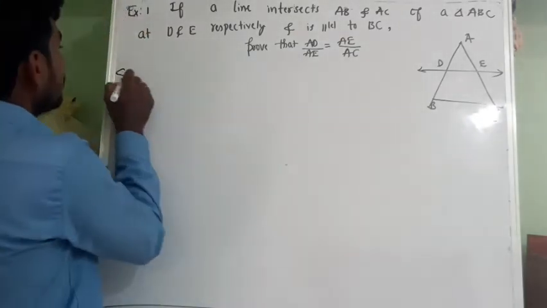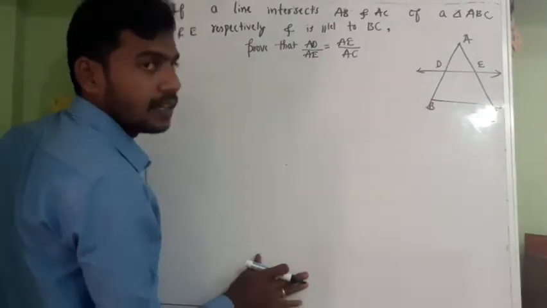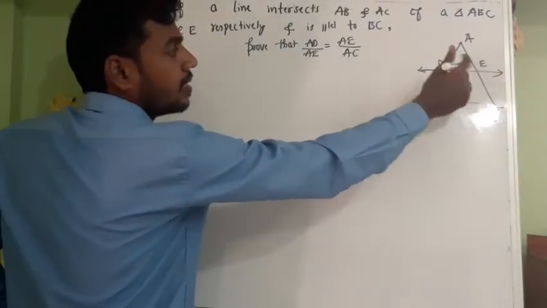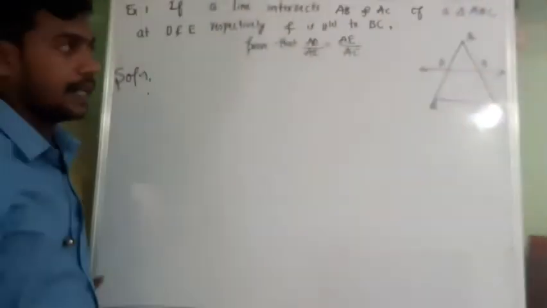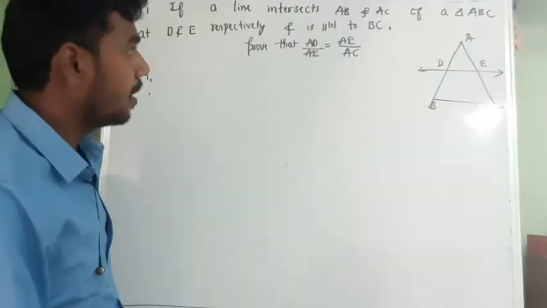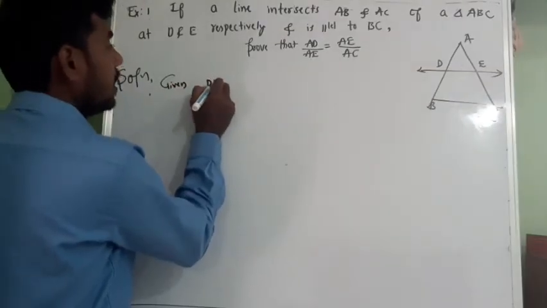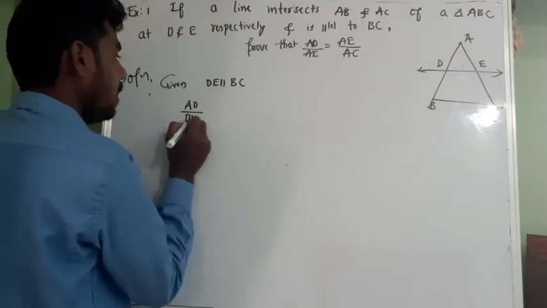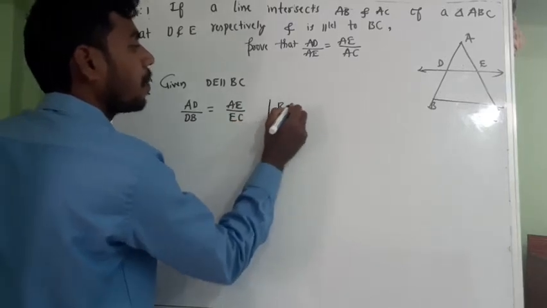Now from the basic proportionality theorem, if a line is drawn parallel to a side and it intersects the other two sides at two distinct points, then the other two sides are divided in the same ratio. We are going to make use of that. Before that, what is given? DE is parallel to BC. So we apply the basic proportionality theorem for this triangle. Then AD by DB is equal to AE by EC. This is the basic proportionality theorem.